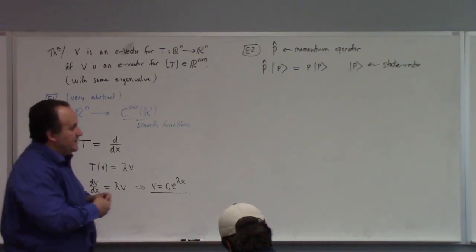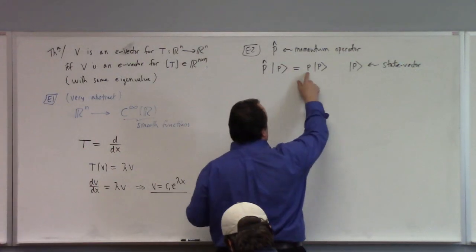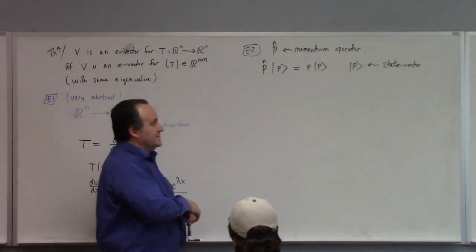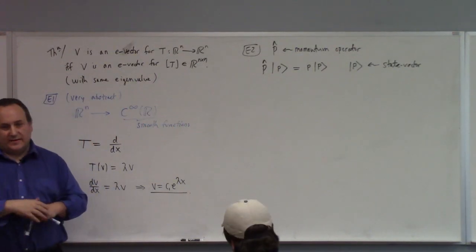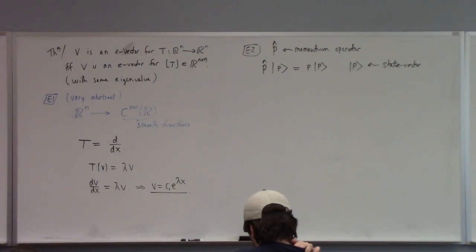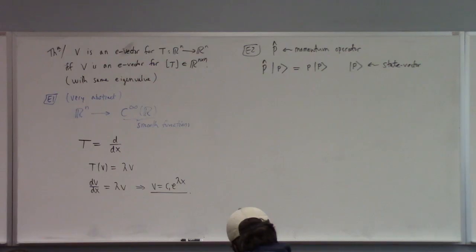The eigenvalue here is P. P is the value that P hat takes on cat P, as it's called. Again, this is very, very abstract. Depending on the kind of physical system you're working with, it could be a finite dimensional linear algebra thing, or sometimes quantum mechanics deals with infinite dimensional linear algebra. It just depends on the nature of the system.